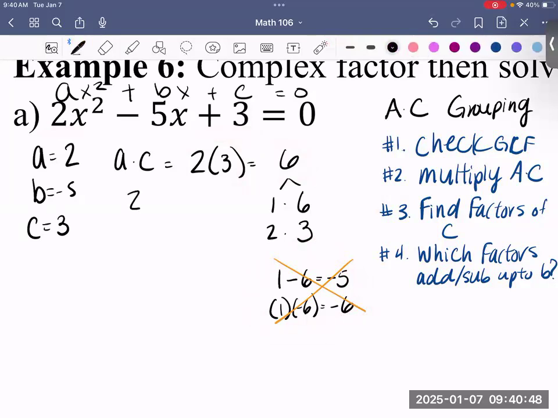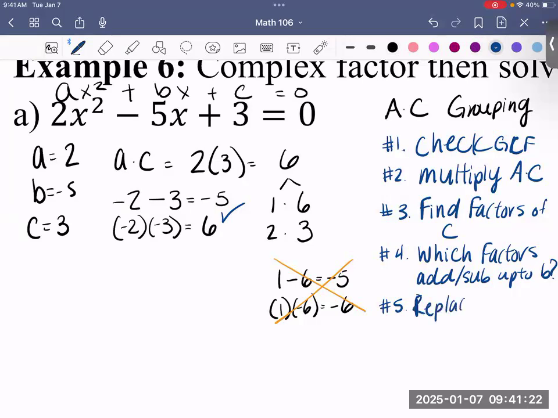So now that we know that 2 and 3 are going to be our ones, how do they make the 5? Well, they both have to be subtracted in order to make 5. And with those signs, when you multiply a negative by itself, they'll make the +6. So this one is the correct one. So step 5 is an additional step. Typically, we can stop here with simple, but with complex, we have to take it a step further.